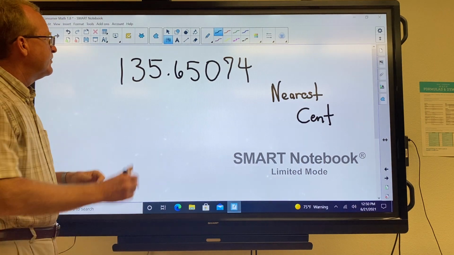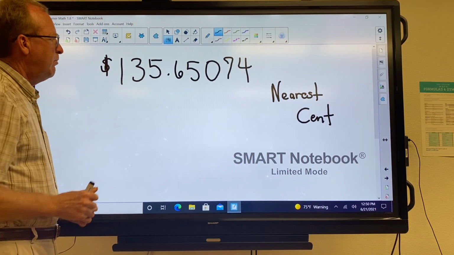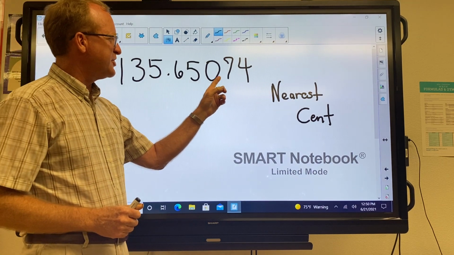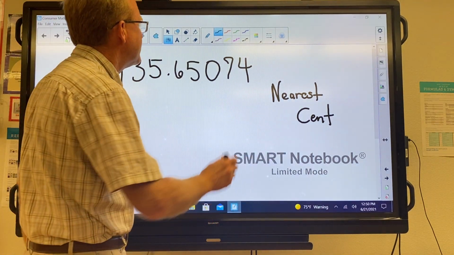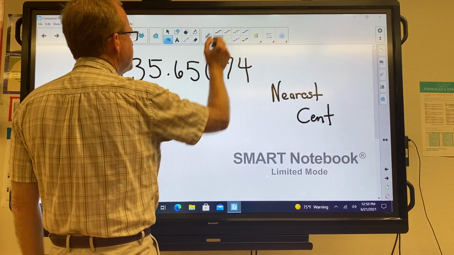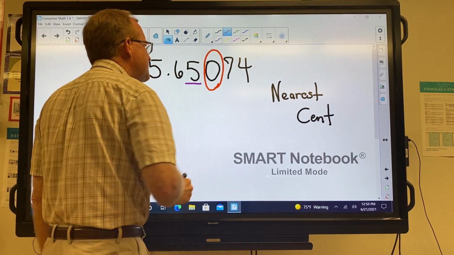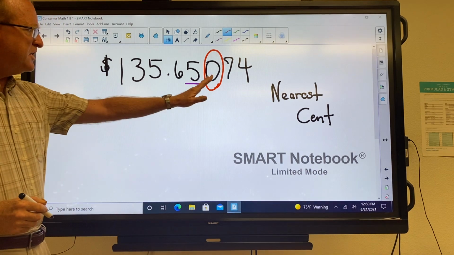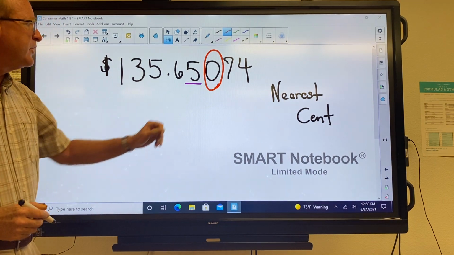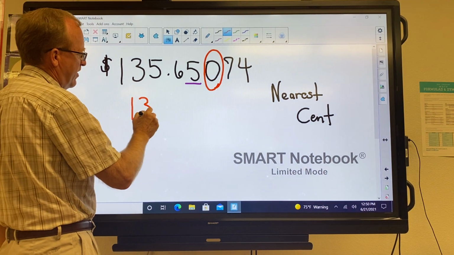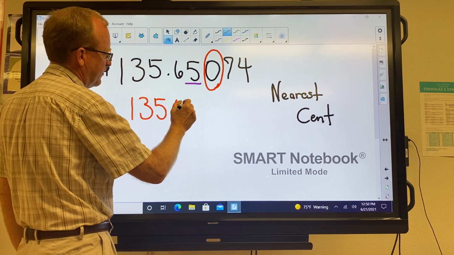Another example, $135.65074. We're rounding to the nearest cent. So here's the cent position, and the number next to it is 0. So since the number next to it is 0, we're going to hold at 135.65.